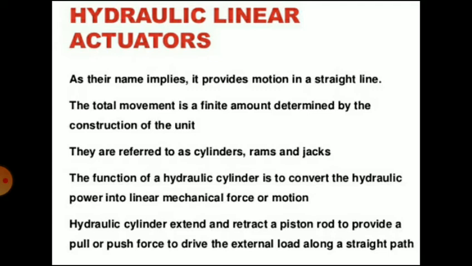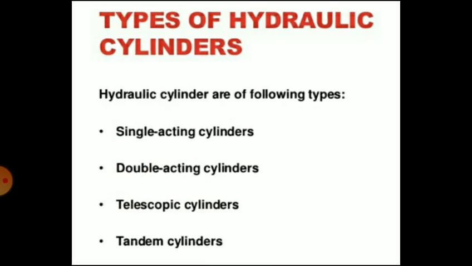The linear motion obtained from the hydraulic cylinder can be used to pull, push, lift, grab, turn, or any other useful form of work with the use of links and mechanisms. The types of hydraulic cylinders: hydraulic cylinders are of the following types. First is single acting cylinders, then double acting cylinders, telescopic cylinders, and tandem cylinders.